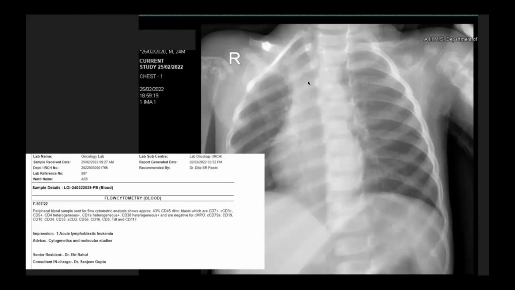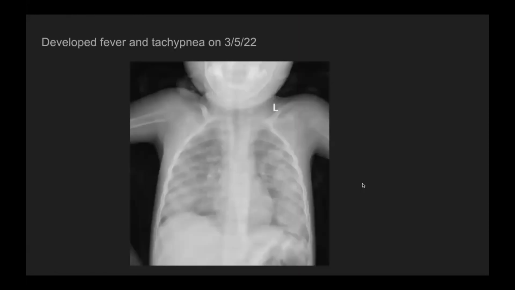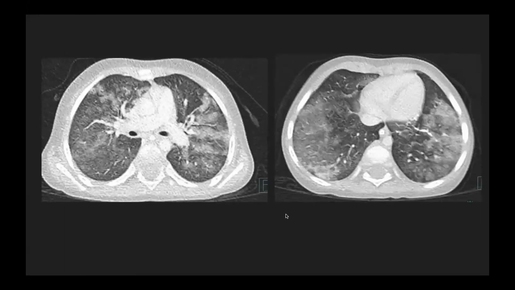Subsequently, what happened? The child developed fever and tachypnea on 3rd May 2022. What we can see is a bat-wing pattern of bilateral diffuse consolidation and GGO. A CT was done, we could see the GGO much better. It was perihilar, and at some places it was peripheral as well. Not exactly, it was not sparing the periphery, but anyway, the bases were being spared.